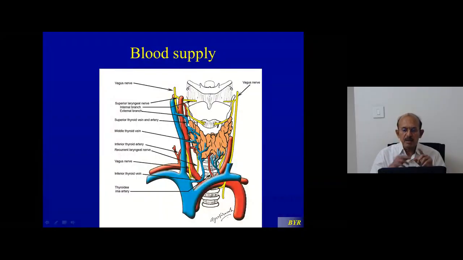When you are ligating it between two of its branches, you are sure that you are ligating only the external carotid artery. Did you understand my point? Okay. The external carotid artery only has branches in the neck.